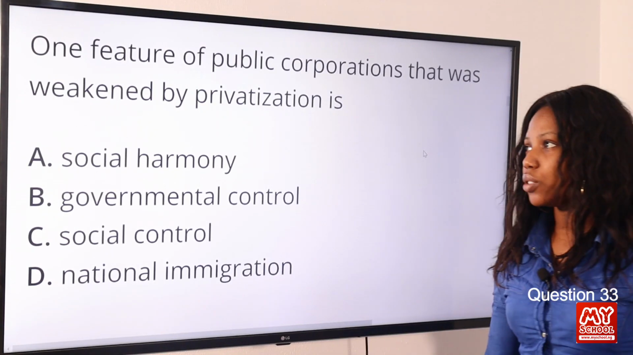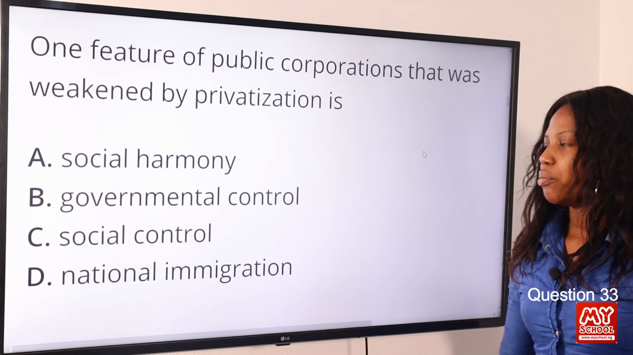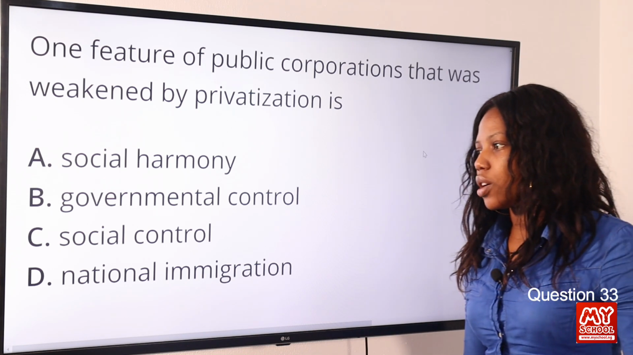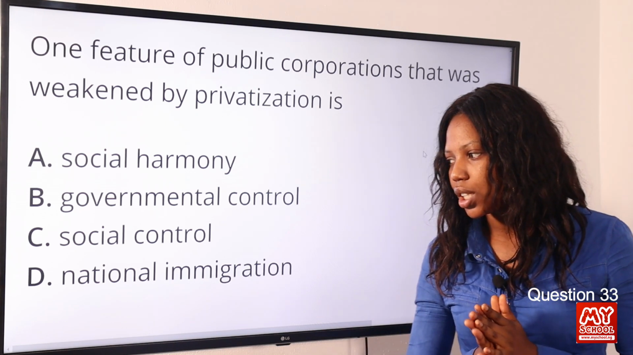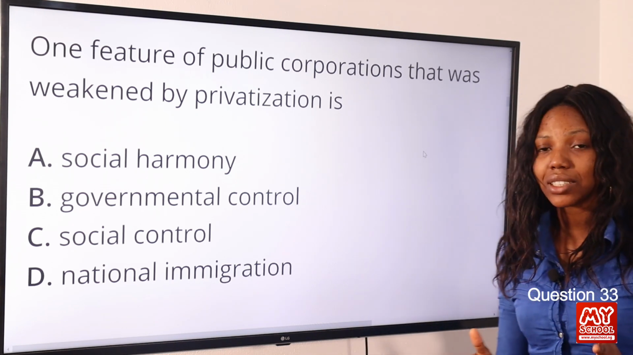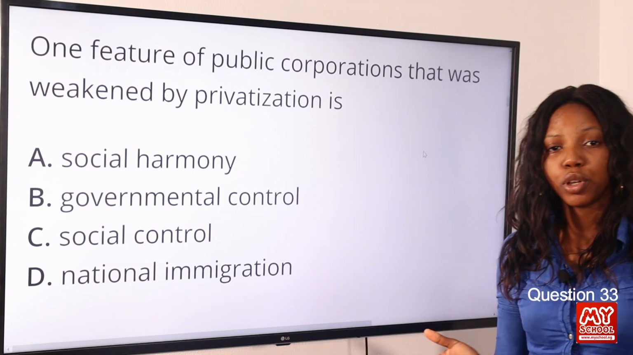Question 33. One feature of public corporation that was weakened by privatization is option A, social harmony. Option B, governmental control. Option C, social control. Option D, national immigration. The answer to this question is governmental control. Governmental control is a feature of public corporation.